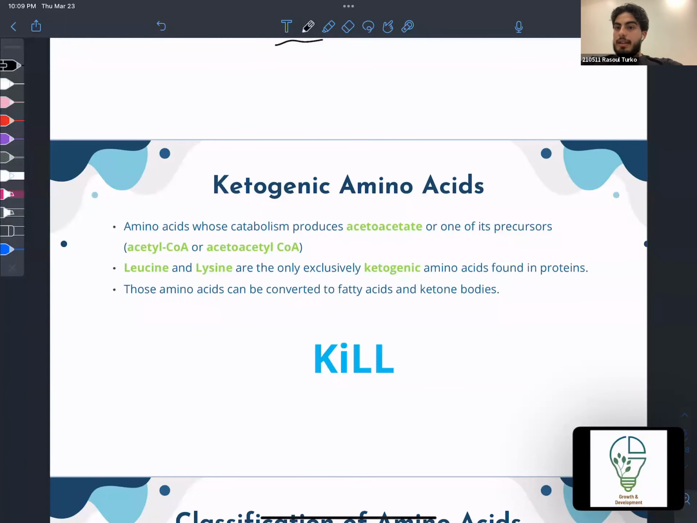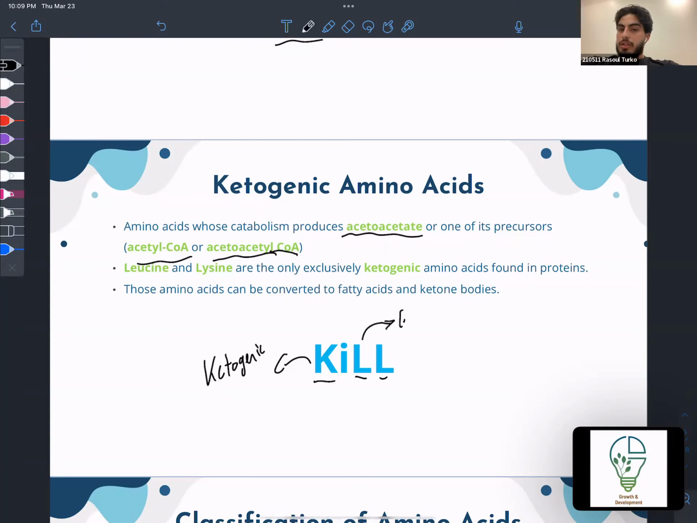A ketogenic amino acid is an amino acid that gets broken down into acetoacetate or its precursors, acetyl-CoA or acetoacetyl-CoA. How do we know if an amino acid is glucogenic or ketogenic? I have a little mnemonic that helped me remember it. K, as in ketogenic, and then two L's. The I is lowercase because it's not part of the mnemonic. So I remember it as KLL: the first L as in leucine, and the second L as in lysine.